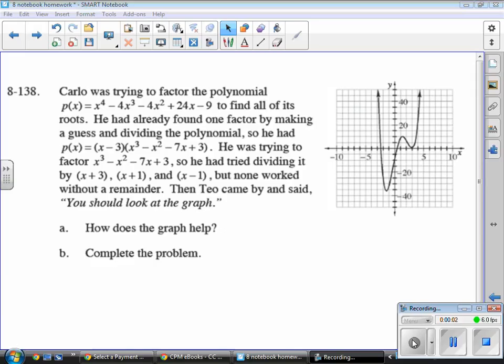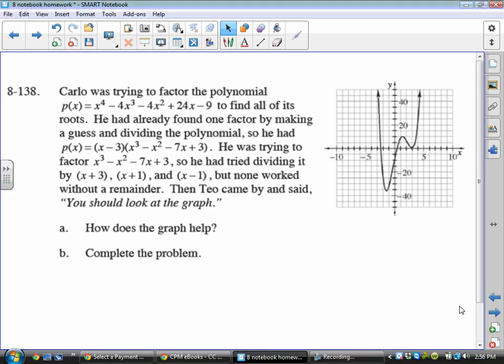This is problem 8-138 from section 8.3.2. Carlos is trying to factor the polynomial p of x equals x to the fourth minus 4x to the third minus 4x squared plus 24x minus 9 to find all of its roots. He had already found one factor by making a guess and dividing the polynomial. So he had p of x equals x minus 3 times x to the third minus x squared minus 7x plus 3. So this is the factor that he guessed and divided by.